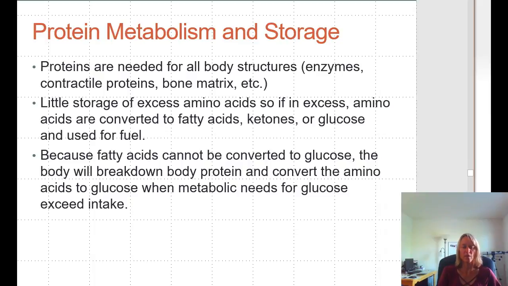Proteins are needed to make all body structures such as enzymes, contractile proteins, bone matrix, and connective tissue. There's very little storage of excess amino acids, so if we have excess, those amino acids get converted to fatty acids, ketones, or glucose to be used for fuel. Because fatty acids cannot be converted to glucose, the body can break down its own protein and convert the amino acids to glucose when metabolic needs for glucose exceed the intake.